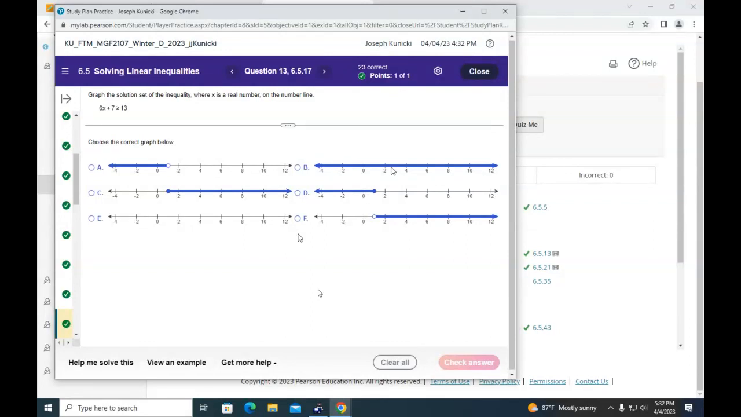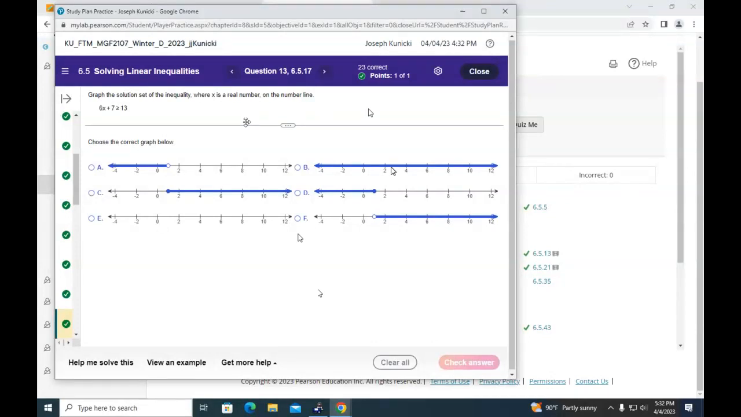So it's a two-stepper. First thing to do is subtract 7, or transpose the 7, and then divide by +6. So the direction of the arrow is never compromised. It always stays the same direction. First thing we did was subtract, which keeps it the same, and then we divided by +6, which keeps it the same. So x is greater than or equal to 1.